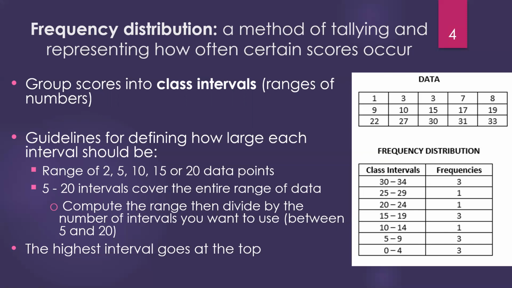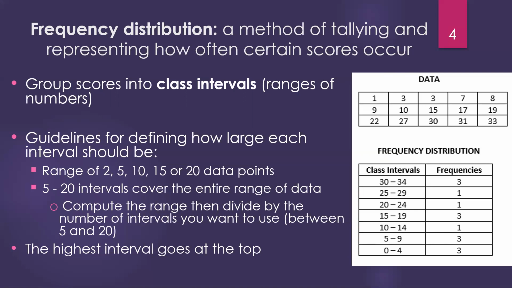5 to 20 intervals could cover the entire range of data, right? So this is 1, 2, 3, 4, 5, 6, 7. You shouldn't, for example, create a frequency distribution with just 3 rows, with 3 class intervals, right? So if I gave you this data set and said make me a frequency distribution, don't do 0 to 15 and 16 to 30 and just have 2 rows. That's not very helpful in terms of looking at how spread out the values are, right?